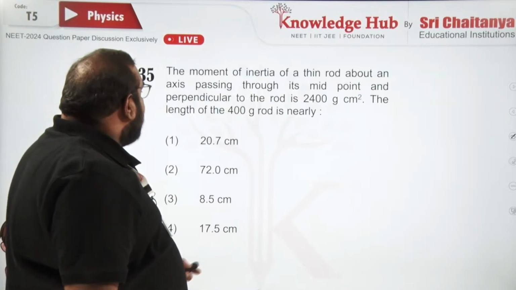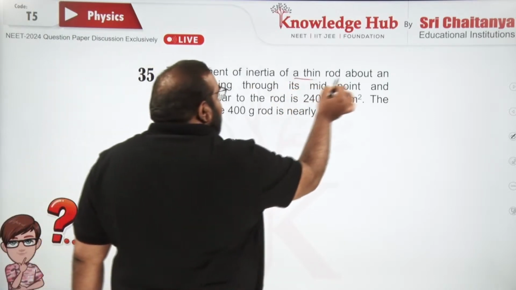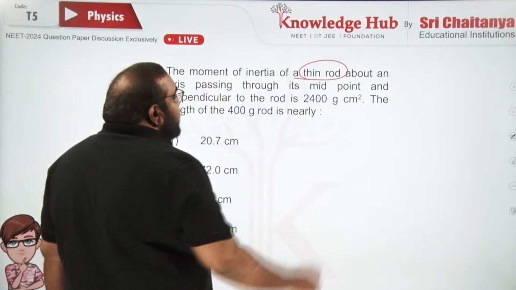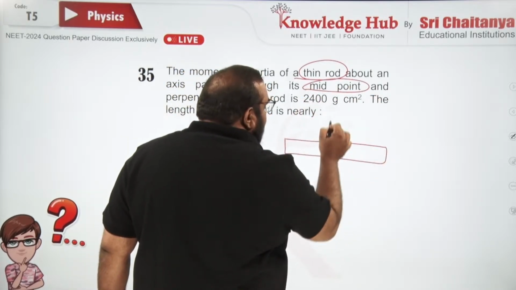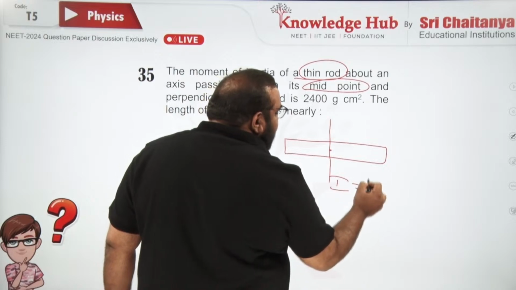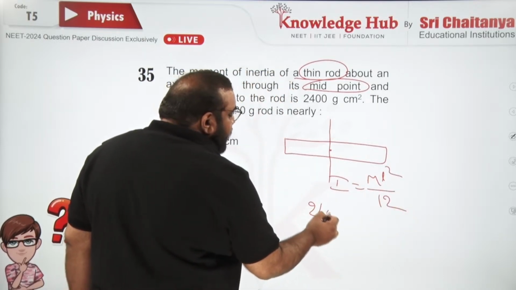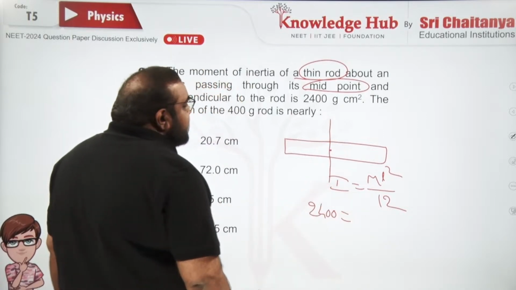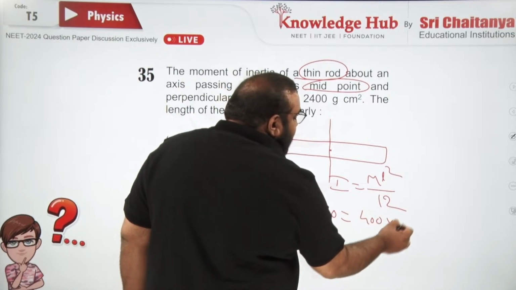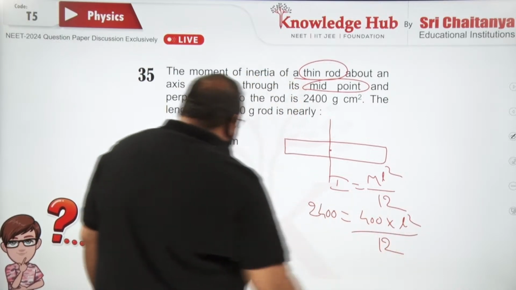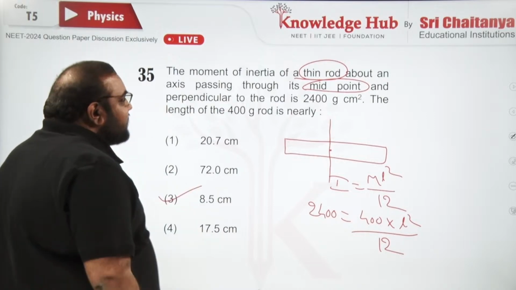Let us go for the next question, 35. The moment of inertia of the thin rod. First of all, for a thin rod, about what axis? Midpoint. If your rod is rotated about its midpoint, then the moment of inertia is ml square by 12. Moment of inertia is given as 2400 CGS units, gram centimeter square, and the mass of the rod is 400 gram. The length of the rod we have to calculate from l square upon 12. By substituting these values, we will get the option, third one, that is 8.5 centimeters.